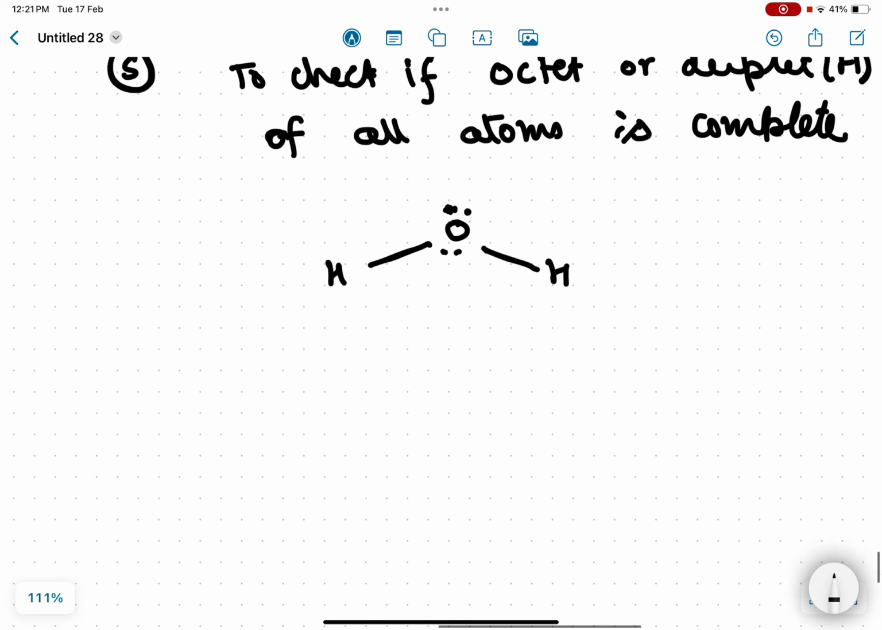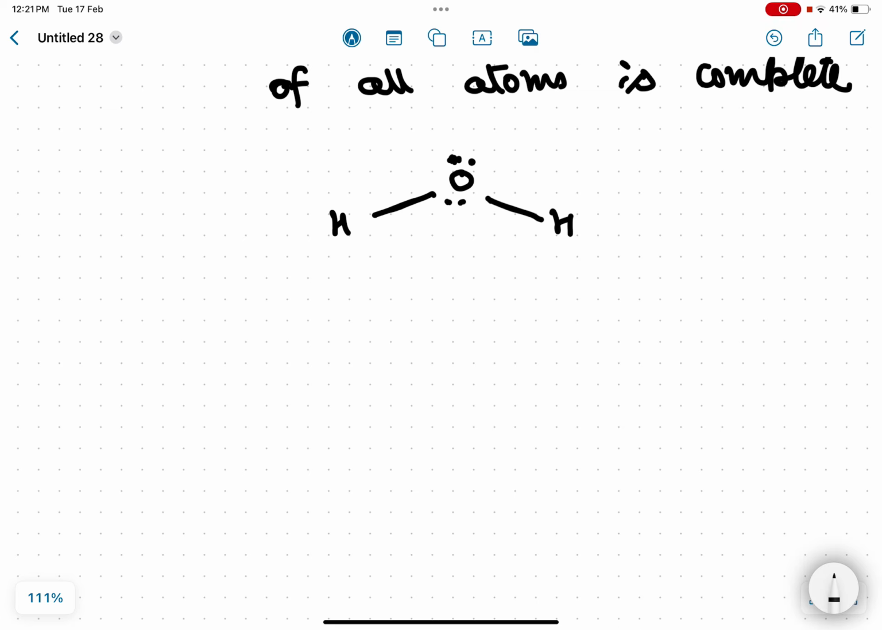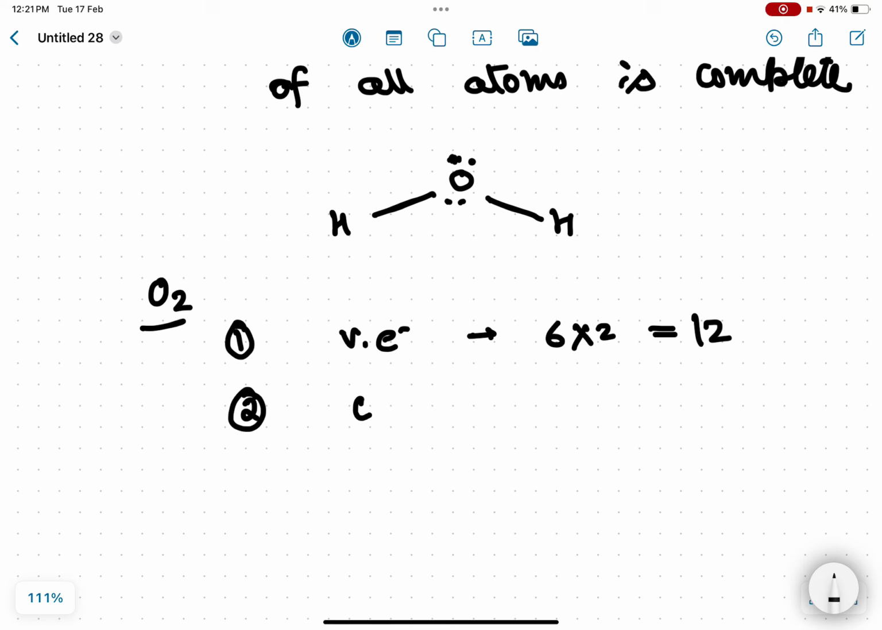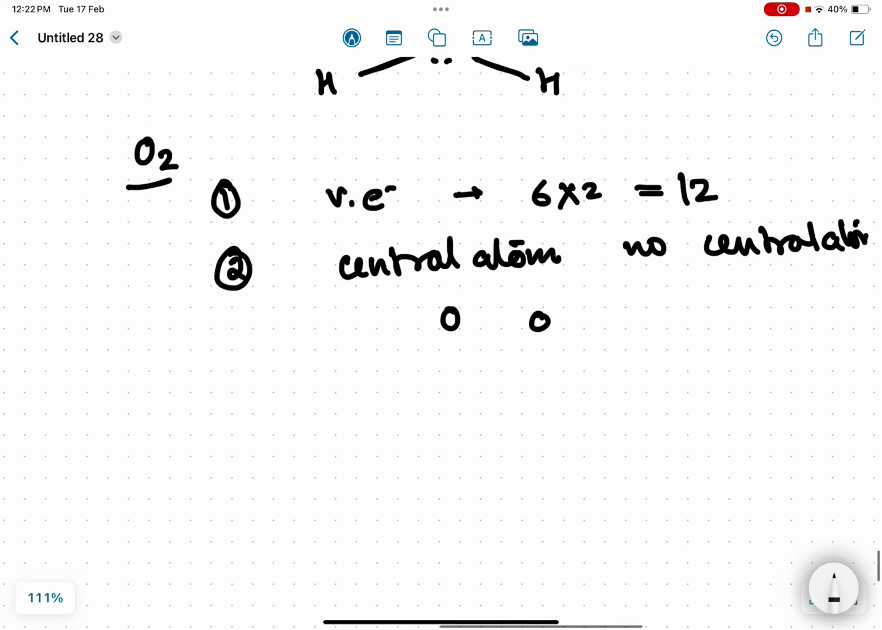Now let's discuss some more examples. Let's take a few more examples here. Let's talk about oxygen. Same steps we will follow. First step, calculate valence electrons. So valence electrons here would be, one oxygen has 6, so 2 oxygen will have 12 electrons. Now step 2, identify the central atom. Here only two atoms are there, so no central atom here. Both are identical atoms, so we will write like this. Third step would be to draw a single bond.